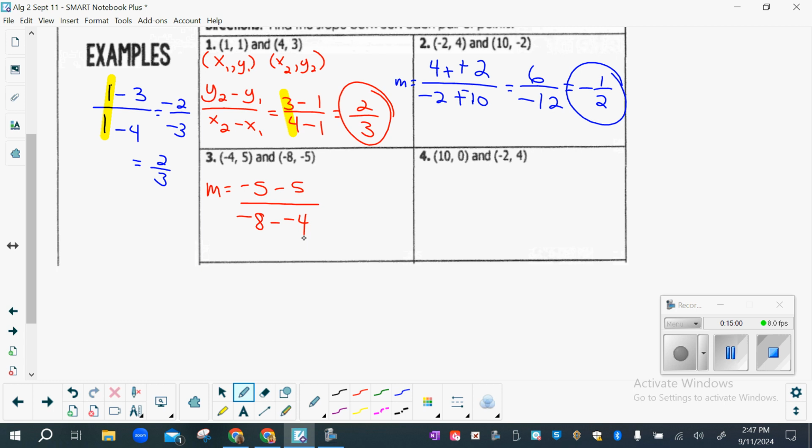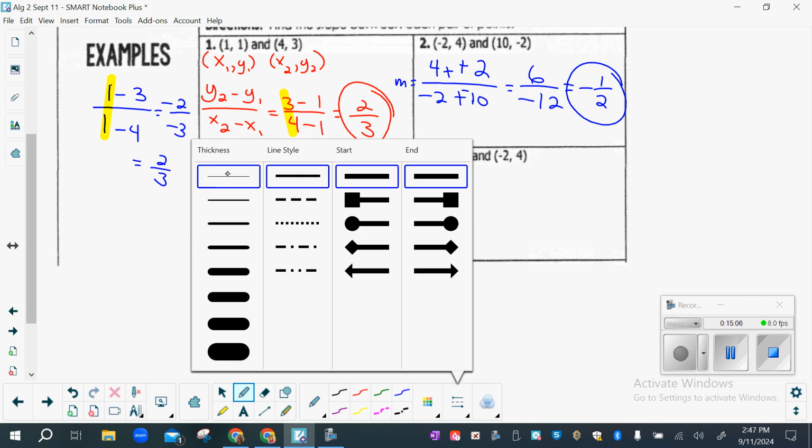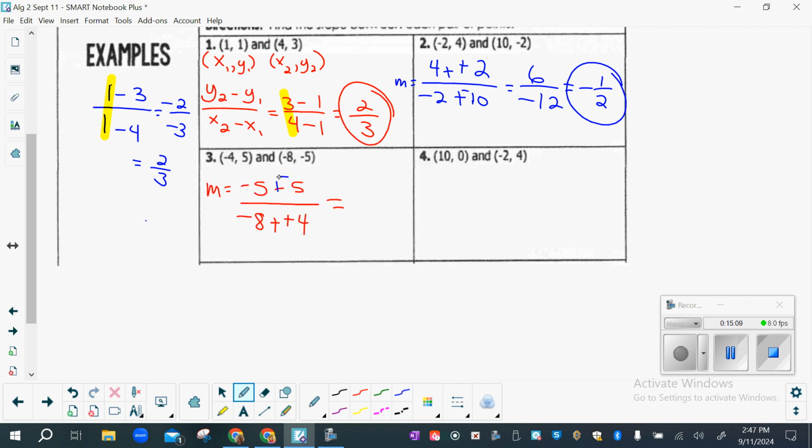So minus a negative becomes plus a positive. This is like plus a negative, so this gives us negative 10 over negative 4, which simplifies to positive 5 over 2. Okay, go ahead and do number 4 as a you try. You do this on your own.